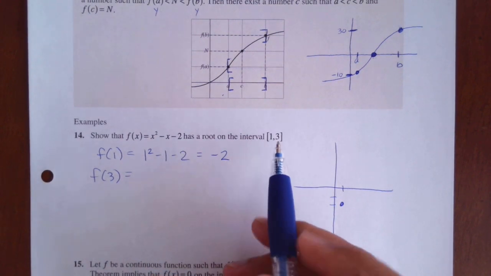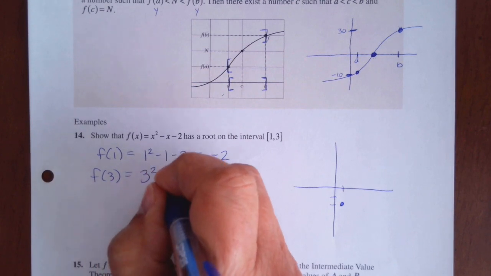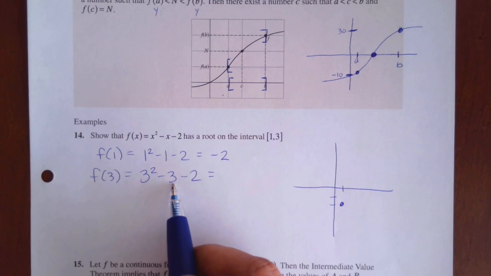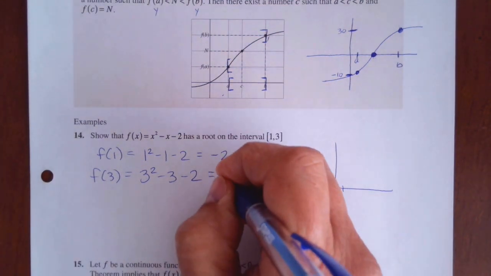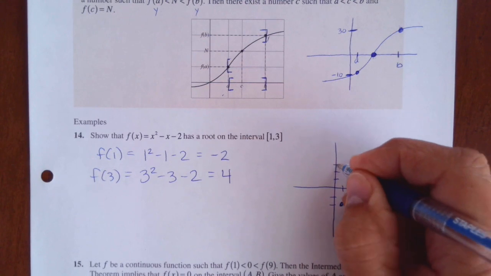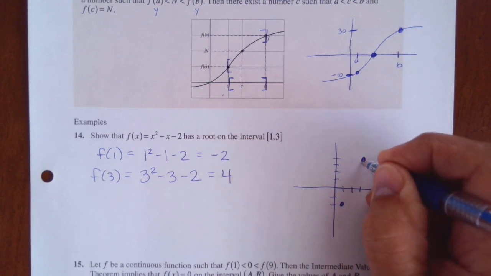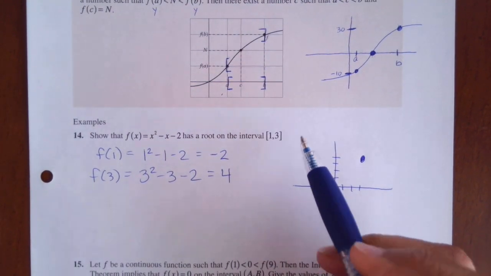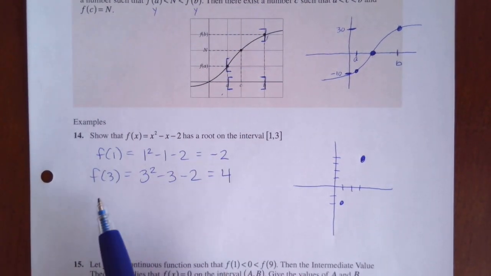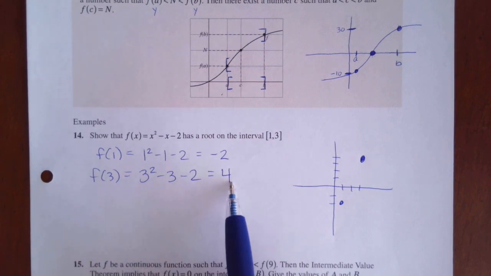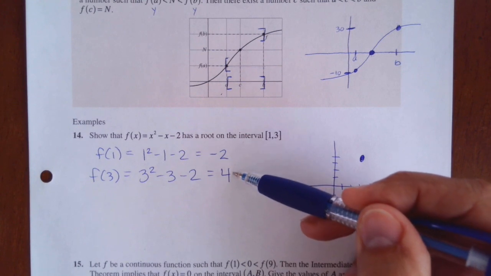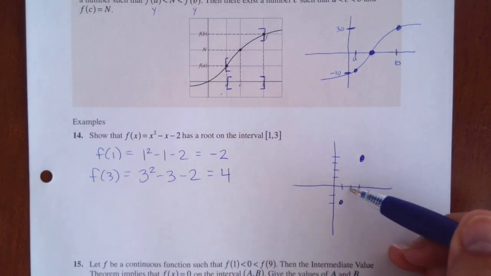Now, if I find f of 3, 3 squared minus 3 minus 2. 3 squared is 9. 9 minus 3 is 6. 6 minus 2 is 4. So at 3, I'm at 4. Okay? So, by the intermediate value theorem, if f of 1 is a negative number and f of 3 is a positive number, there has to be a y value between -2 and +4 where it's 0. That has to be true, okay?